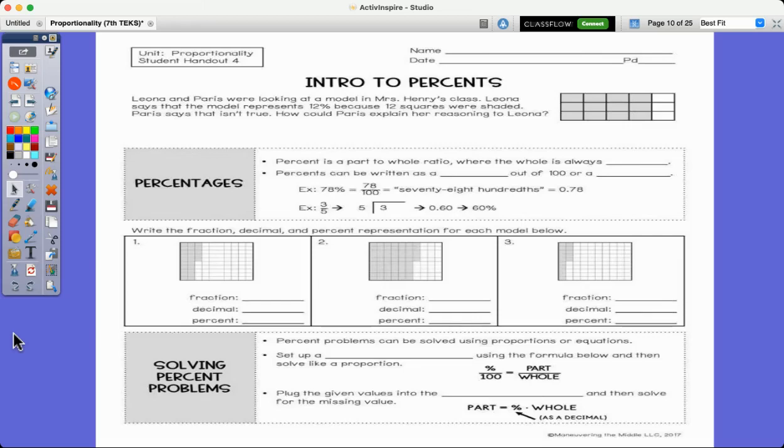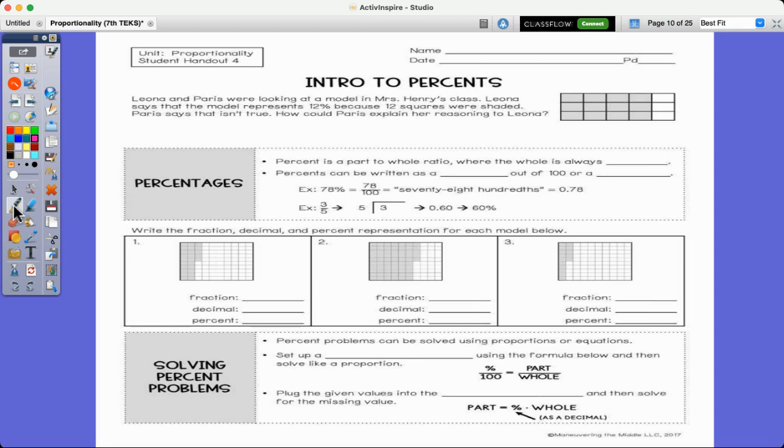We're on Intro to Percent. It says, Leona and Paris were looking at a model in Mrs. Henry's class. Leona says the model represents 12% because 12 squares were shaded. Paris says that's not true. How could Paris explain her reasoning to Leona?